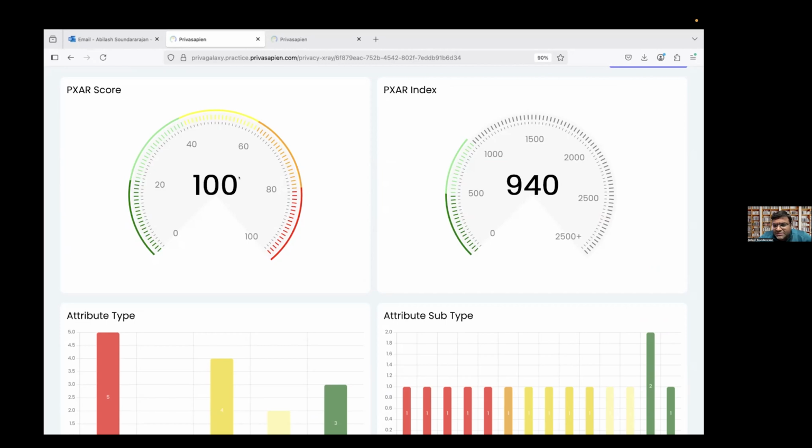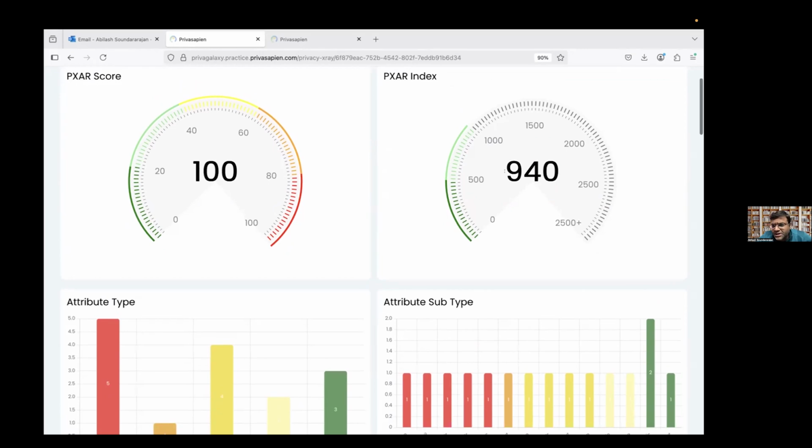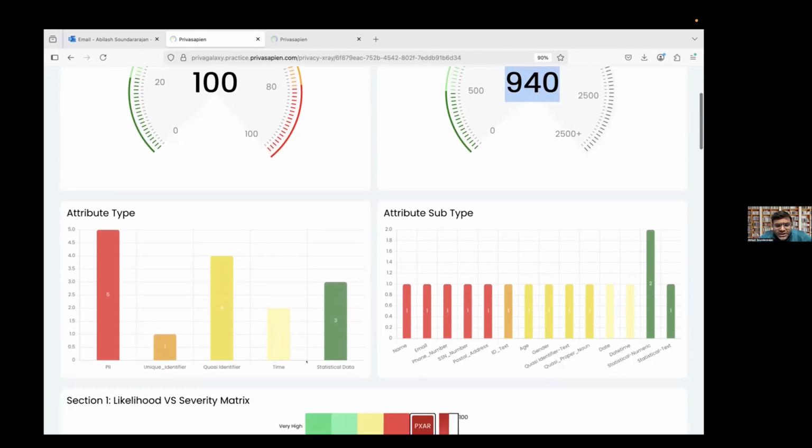It is a delta between two points in time, showing how much data minimization you have done. So if you have done data minimization, reduced the number of columns, or put more controls on multiple columns, then the risk would come down from, let us say, 940 to, let's say, 450, right?